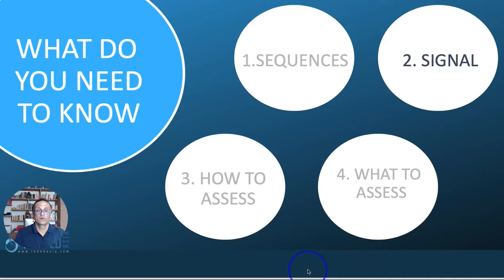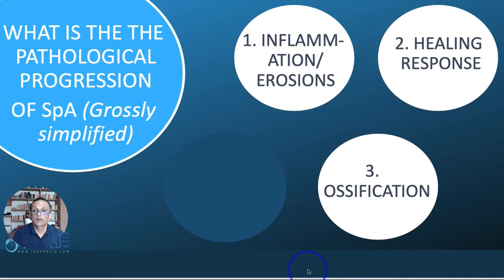All right. We've talked about sequences. What about signal? There are a couple of things that you need to know about signal. So signal really, in a gross way, reflects the pathological progression of the disease. This is a very grossly simplified slide, but it's a good way of getting across what you need to know. So with SPA, as you know, the initial response is inflammation and erosions.